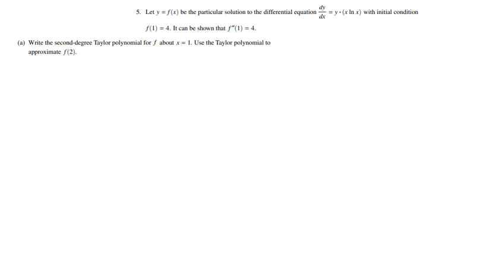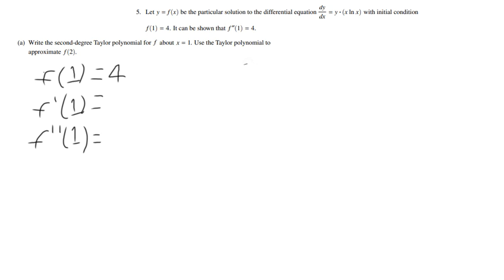So we know that for our Taylor polynomial, we need to know what f of 1 is. We need to know what f prime of 1 is. And we need to know what f double prime of 1 is, because we're doing the second degree. Well, f of 1 is right here. It's 4.